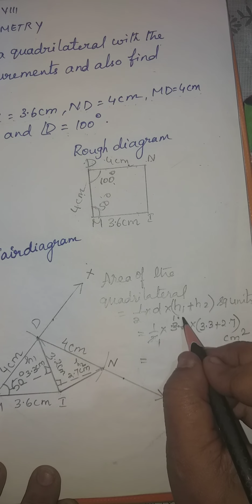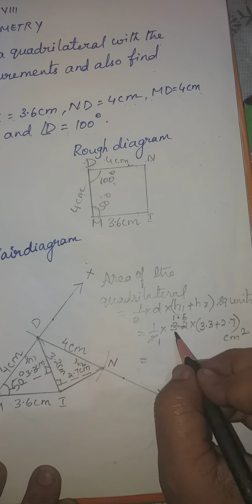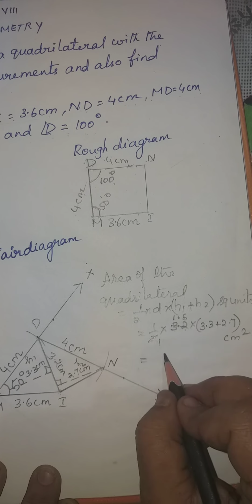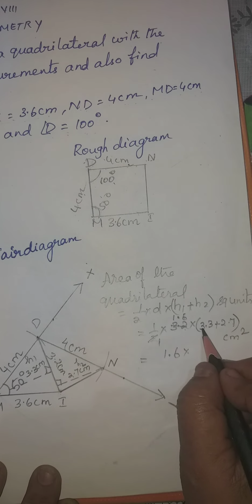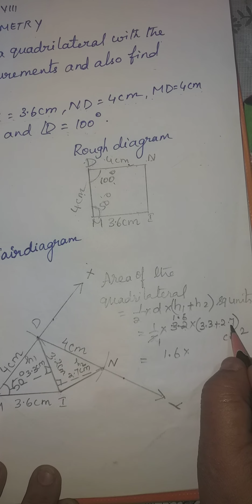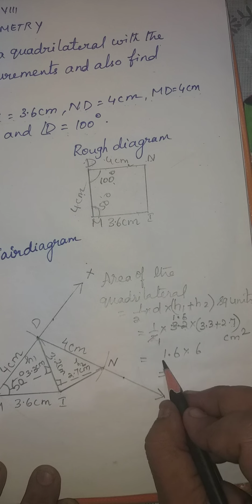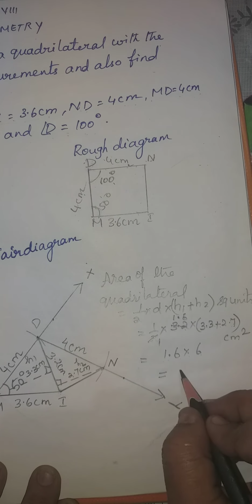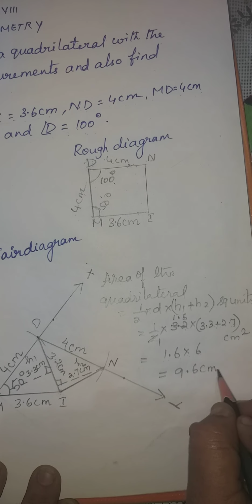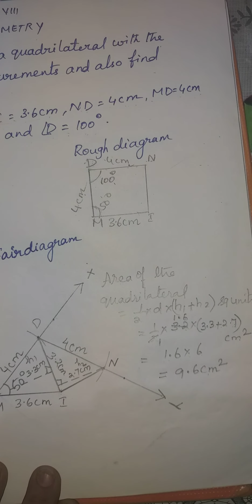2 sixes are 12. So 2 into 1.6 will give you 3.2. Now let us multiply 1.6 into, add these two, 3.3 plus 2.7, it is equal to 6. Now when you multiply 1.6 and 6, you will be getting 9.6 centimeter square. This is the area of this quadrilateral. Thank you.